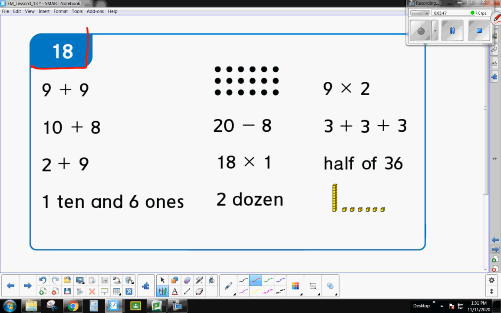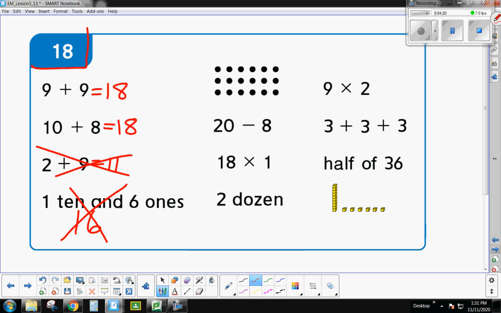Okay, so when I'm looking at them, I know that 9 plus 9 equals what? 18, so that one's good. Let's look at 10 plus 8. 10 plus 8 equals 18, so that one's good. What about 2 plus 9? 2 plus 9 equals 11, so that one does not work. What about 1 ten and 6 ones? Well, what is 1 ten and 6 ones? 1 ten and 6 ones would be 16, so that does not work.